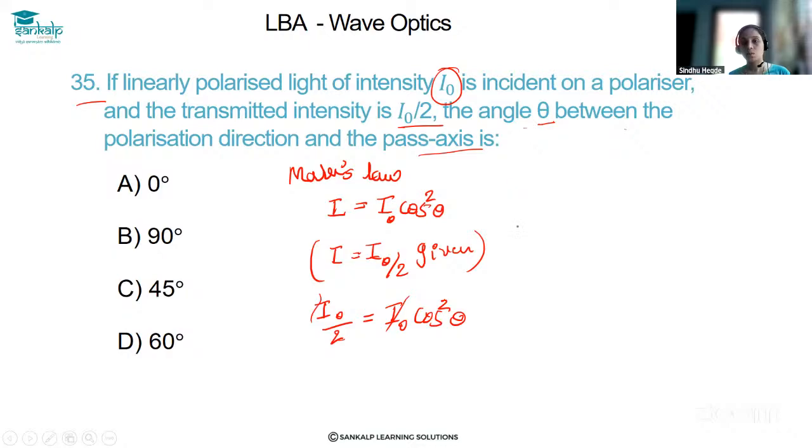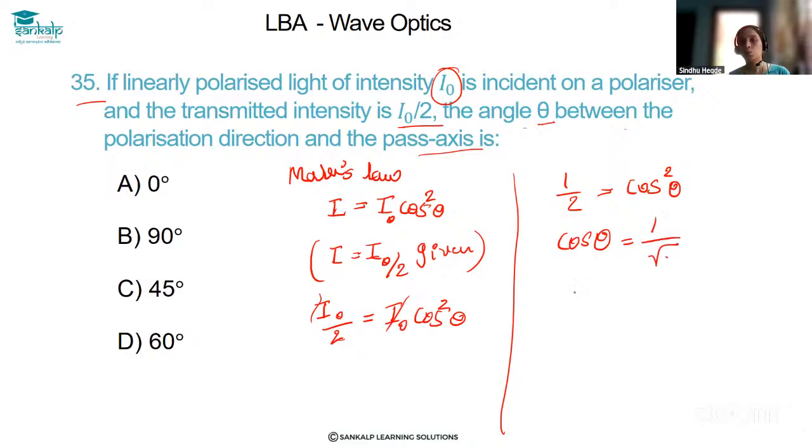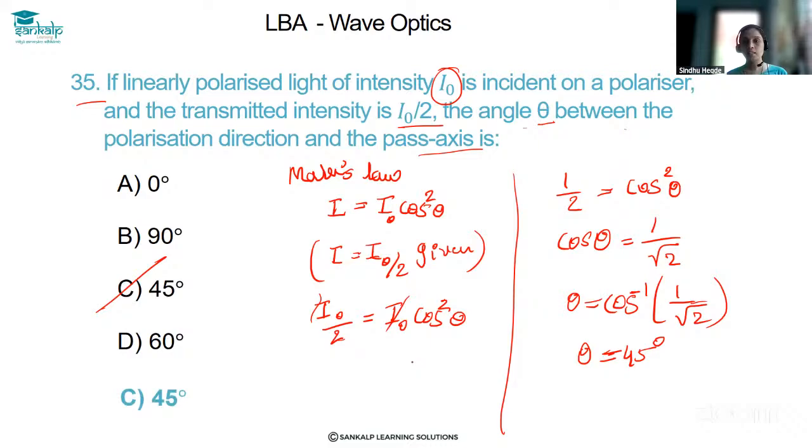I0 gets cancelled out. We get 1 by 2 is equal to cos square theta. Then taking the square root on both sides, cos theta is equal to 1 by square root 2. Theta is equal to cos inverse of 1 by square root 2, which is 45 degree. Theta is 45 degree. Hence the correct option is option C, theta is 45 degree. Thank you.